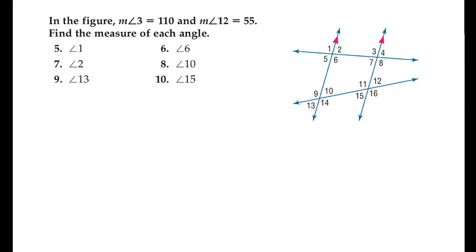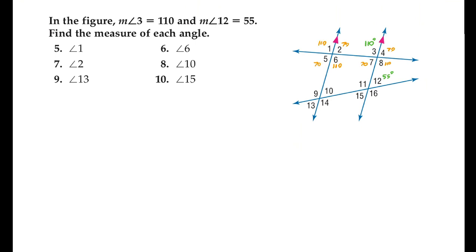Okay, so in the figure, we got 3 is 110, okay? And we got 12 is 55, okay? Find the measure of every angle. Well, let's just fill in everything now. We could finish this entire diagram now. So if that's 110, then this is 70, this is 110, this is 70. Oh, and look, this line is parallel to this line along the same transversal. So we have 70, 110, 70, 110.